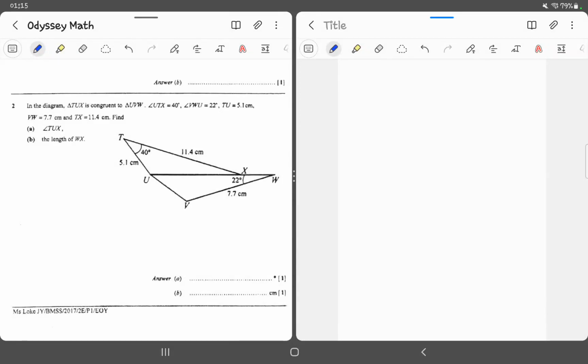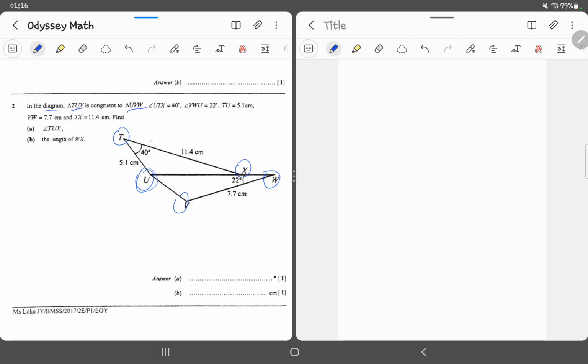Now question number 2 over here is on congruency. If you are able to recognize that this question is on congruency, you are pretty much done with this question. So question number 2, in the diagram over here, the triangle TUX is actually congruent to UVW.